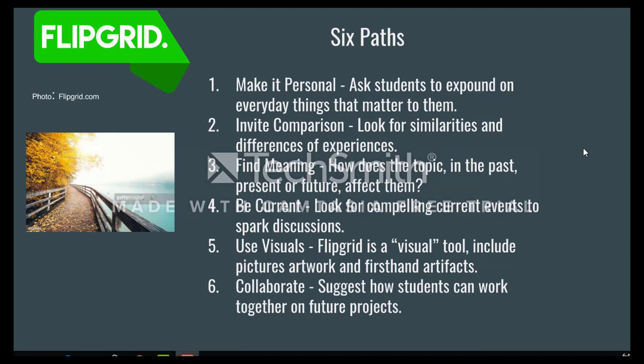I want to make sure that you're current in the sciences. You think about compelling current events that students can have these discussions on: water quality concerns, climate change, food shortages, these types of things. Also encourage students to use visuals. Flipgrid is a uniquely visual tool, and take advantage of the video platform so that students can include pictures, artwork, first-hand artifacts, interacting on different surfaces and different dimensions, if you will, that aren't readily available in a traditional asynchronous discussion forum using primarily the written word.